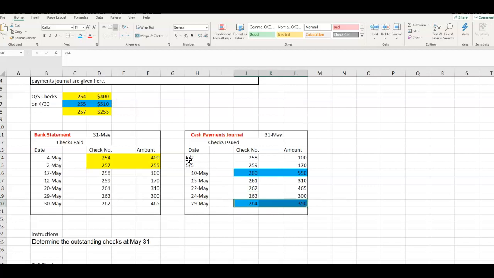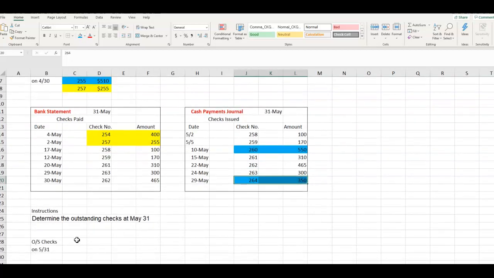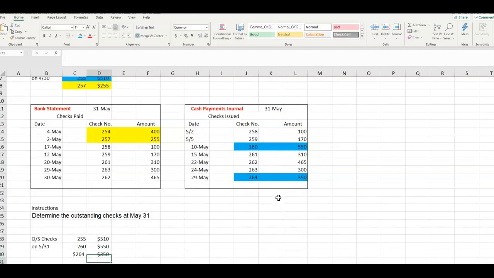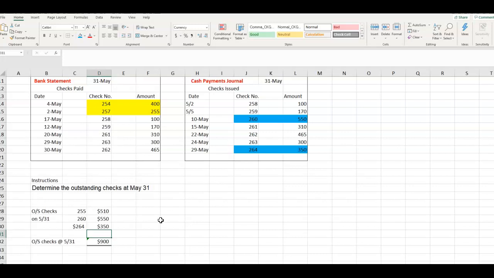That leaves us 3 outstanding checks at May 31st. So listing them again, it's 255, for $510, 260, for $550, and 264, for $350. The total of the checks that didn't clear the bank is $1,410.